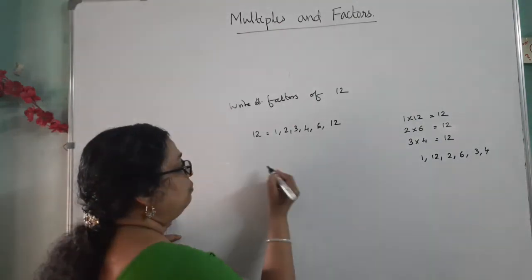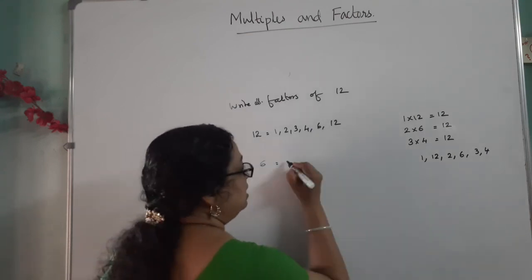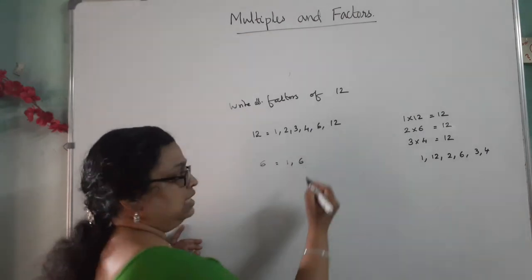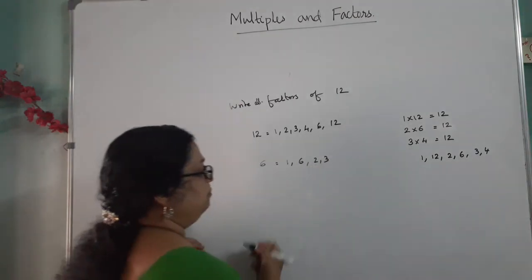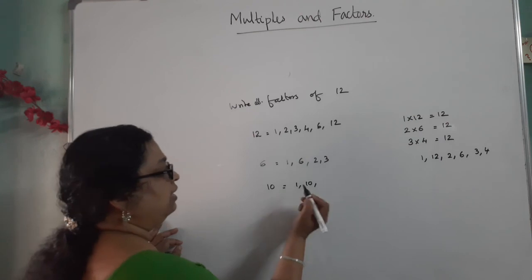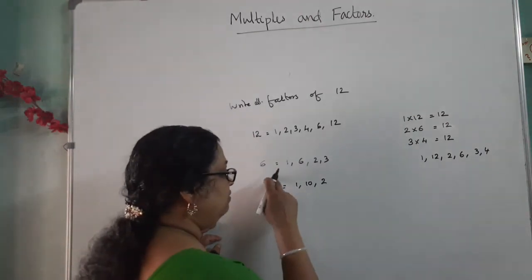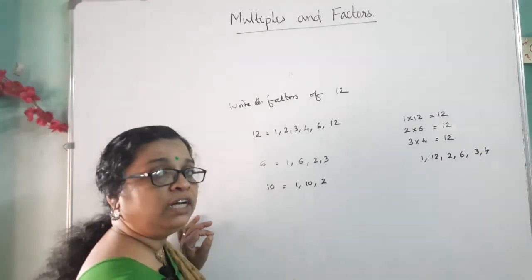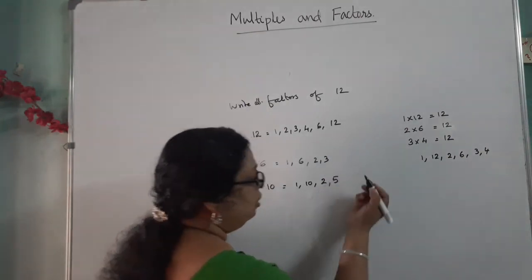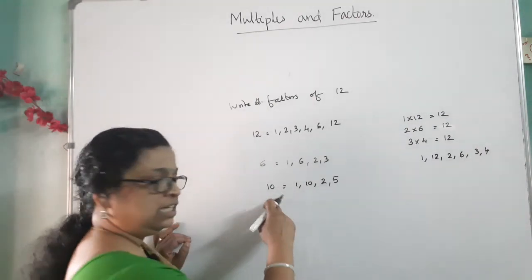Next question, find the factors of 6. For 6 we know that 1 and 6 are the factors, then 2 and 3 are the factors. Then 10. 1 and 10 we can write first. Then for every even number, 2 must be a factor. So 10 is an even number, 2 is a factor. 2 into 5, so 5 is also a factor. Then no other numbers. Only these 4 are the factors of 10.